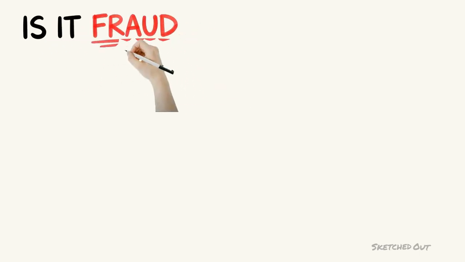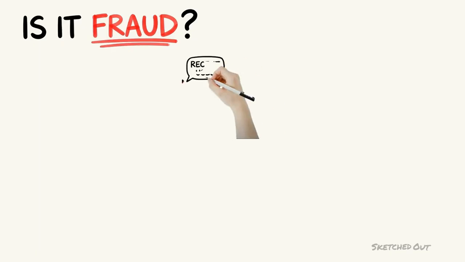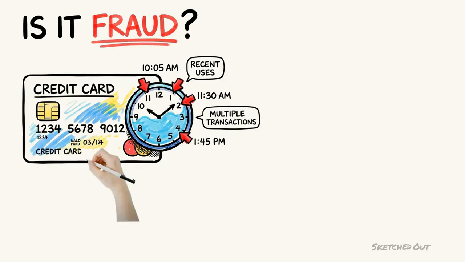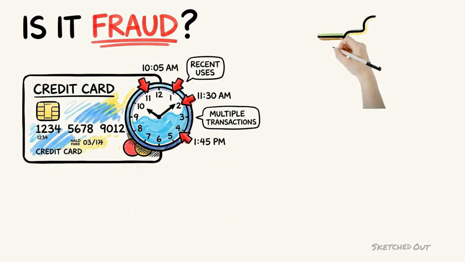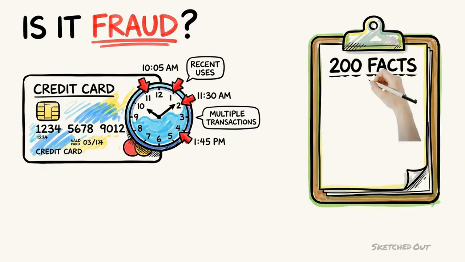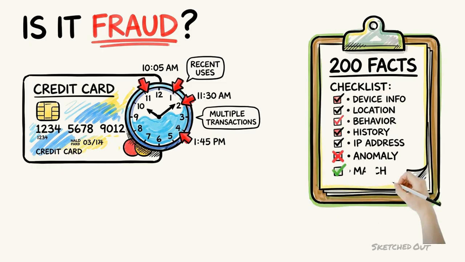Every time a card is swiped anywhere in the world, something has to decide in a few thousandths of a second whether that transaction is fraud. And to decide, the model needs to know things. How many times this card has been used in the last hour, how far this shop is from the last one, whether this amount is normal for this cardholder at this kind of merchant. Roughly 200 facts like that.